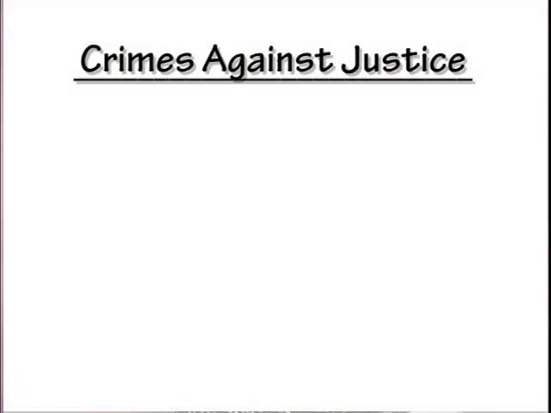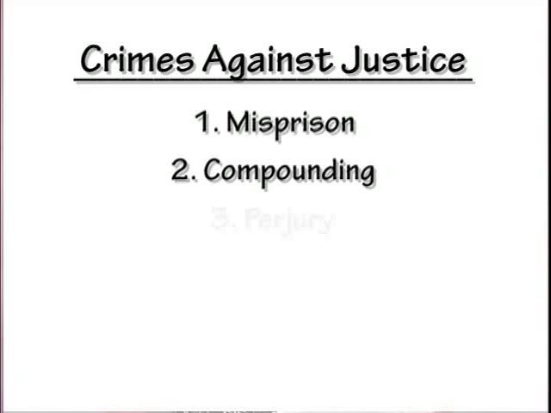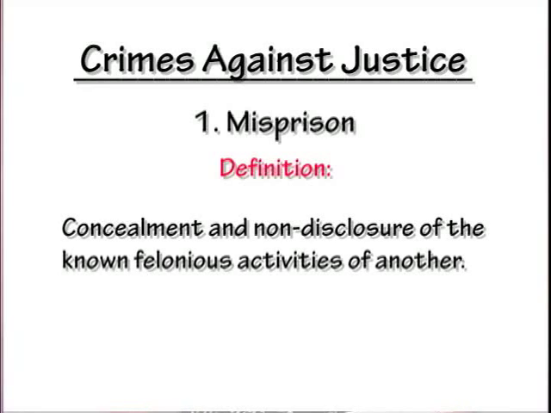Number 5, the last area of miscellaneous crimes, is crimes against justice. There are 4 crimes against justice. They are misprison, number 1. Number 2 is compounding. Number 3 is perjury. Number 4 is bribery. Now let's go over misprison. Misprison is defined as concealment and non-disclosure of a known felonious activity of another. Once again, misprison is concealment and non-disclosure of a known felonious activity of another.